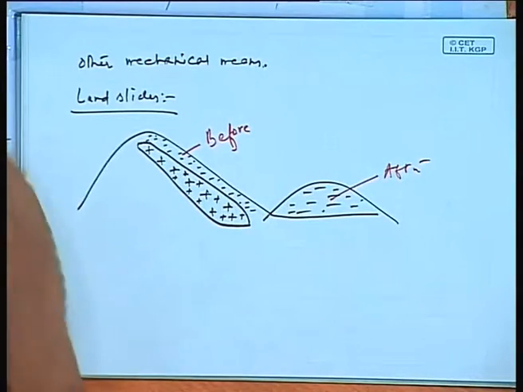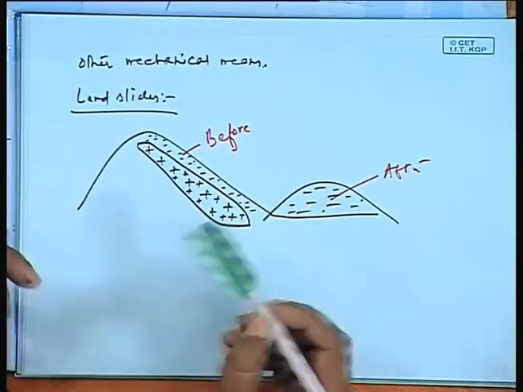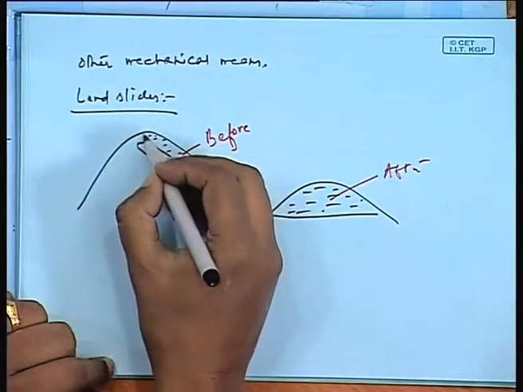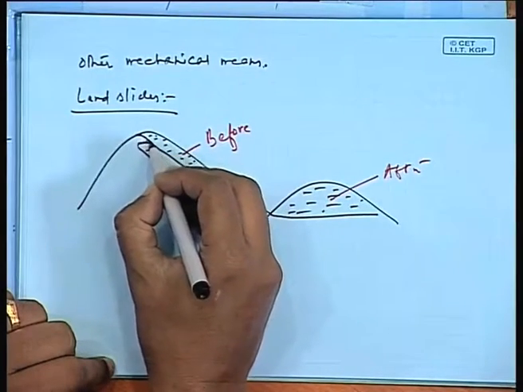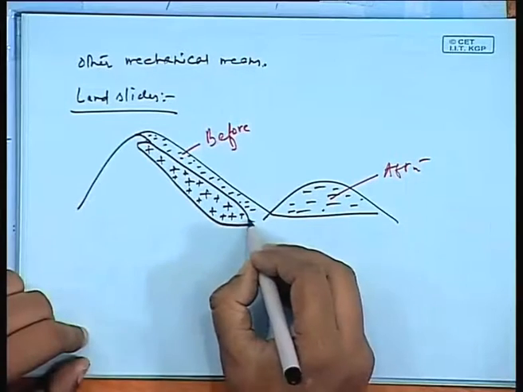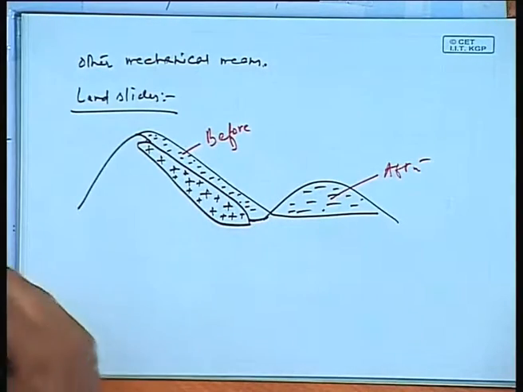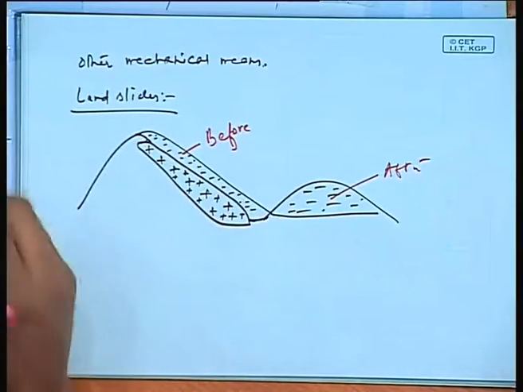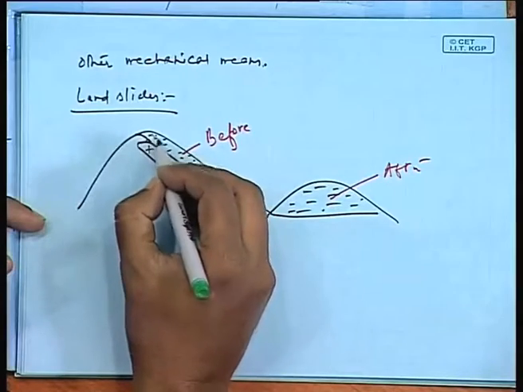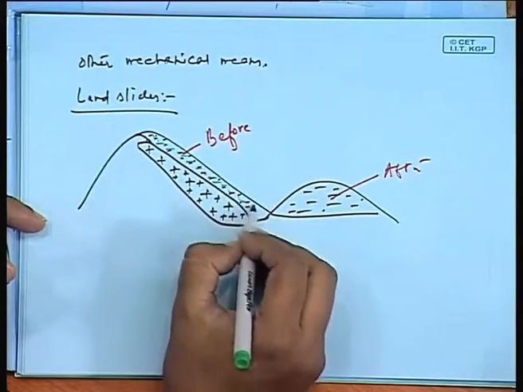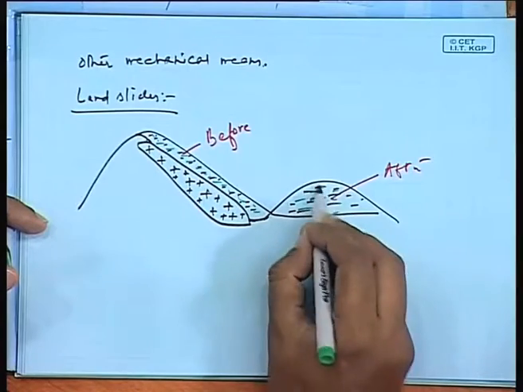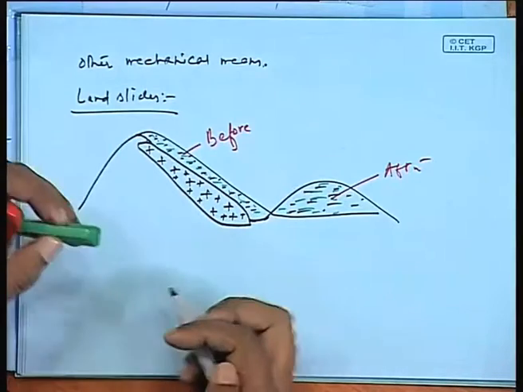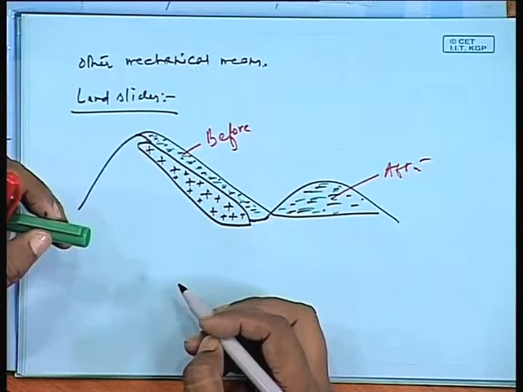After this has taken place, what we observe is that this total material has moved. The total material here would essentially move into this area, thereby exposing this complete area. This is what is a typical landslide.